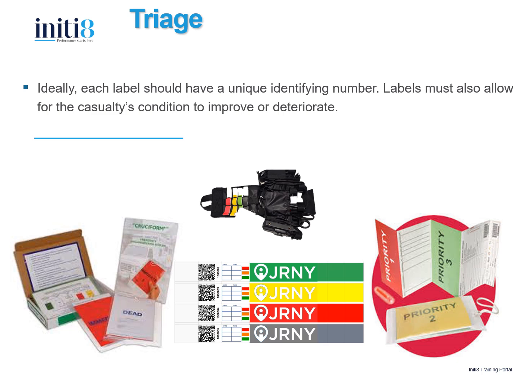In this slide, we'll look at three different versions of triage labels. They all have a unique identifying number, and labels must allow for the casualty condition to improve or deteriorate. On the left hand side is the cruciform system, which has a barcode as a unique identifying number, similar to the smart card system on the right hand side. In the center is a wristband system utilizing a unique identifying number of a barcode or QR code.